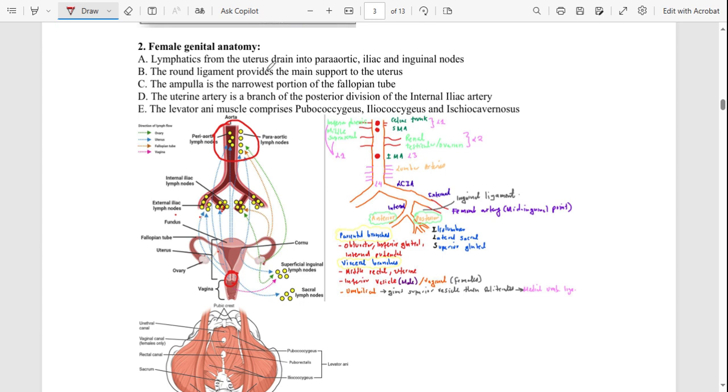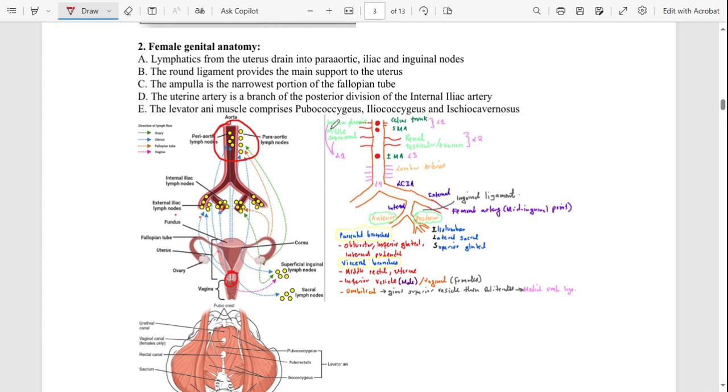Now B is saying the round ligament provides the main support of the uterus. The round ligament really is not the main support. The main support is going to be what we call the cardinal ligament. The round ligament is just there to provide some support and mostly holding the uterus in position. And then C is saying the ampulla is the narrowest portion. The ampulla is actually the widest portion of the fallopian tube, with the narrowest portion being the interstitium.